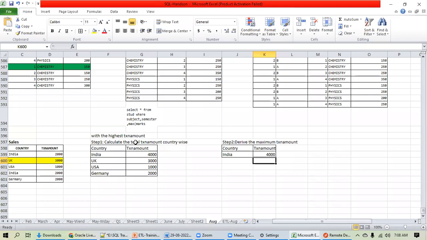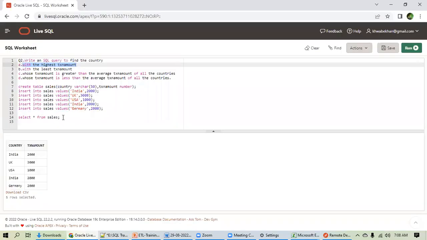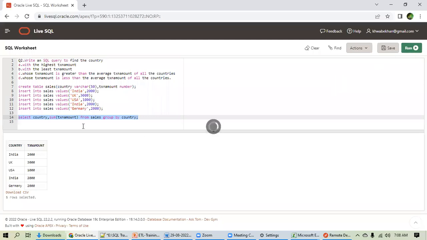First step is to calculate the total transaction amount country wise. So please help me write a query to find the total transaction amount. Select country, sum of transaction amount from sales group by country. Good. So this query will give me the total transaction amount for each and every country. First task is over.